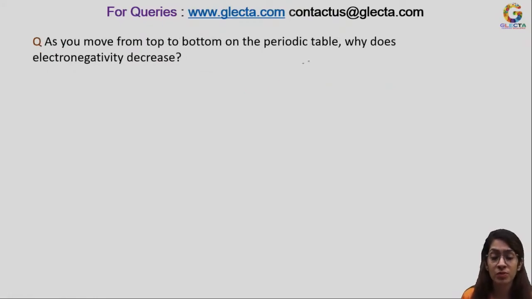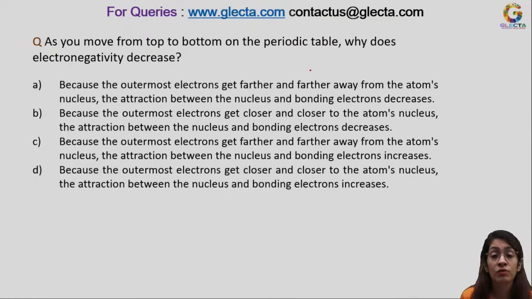As you move from top to bottom on the periodic table, why does electronegativity decrease? From top to bottom, electronegativity decreases, correct? And why does that happen? Because the outermost electron gets farther and farther away from the nucleus, and as a result, the attraction between the nucleus and the bonding electron decreases. So this would be the correct option, and not because the outermost electron gets closer and closer to the atom's nucleus.